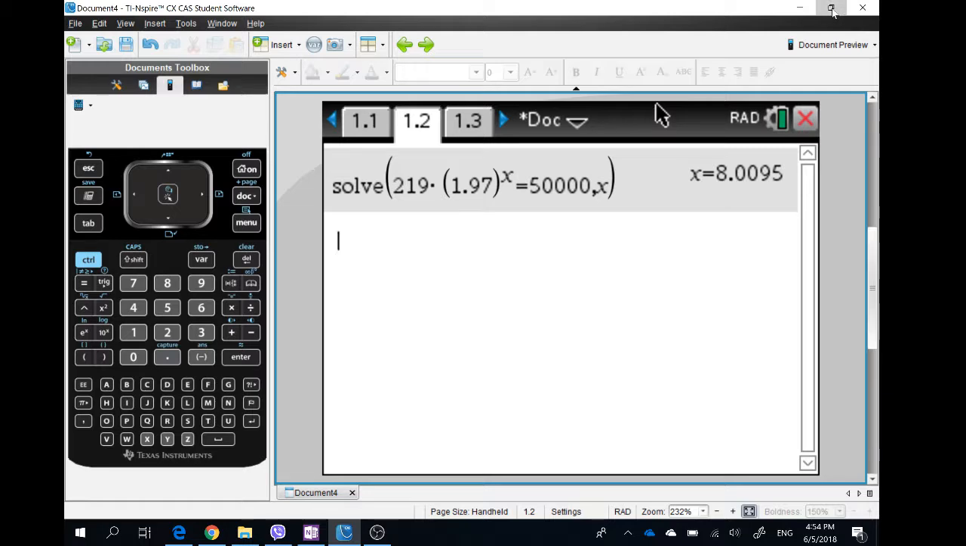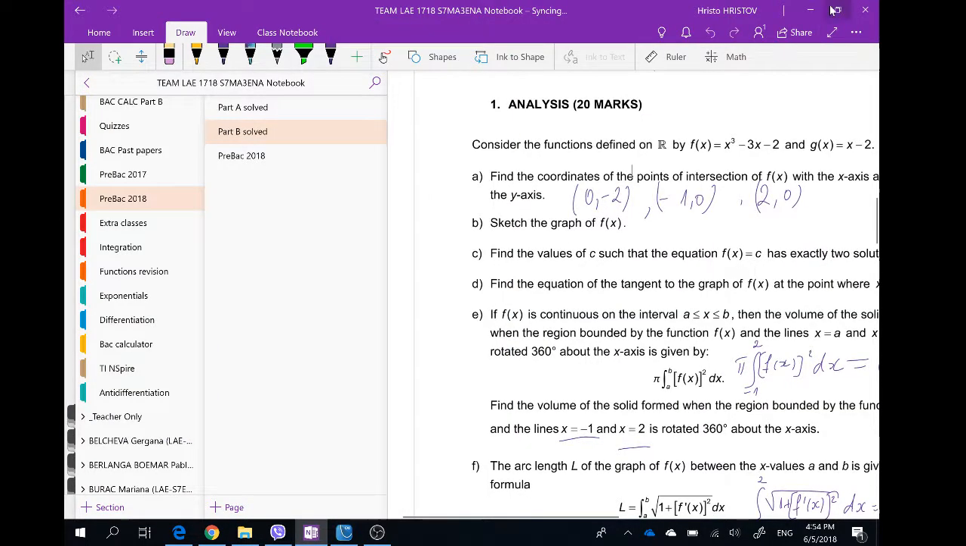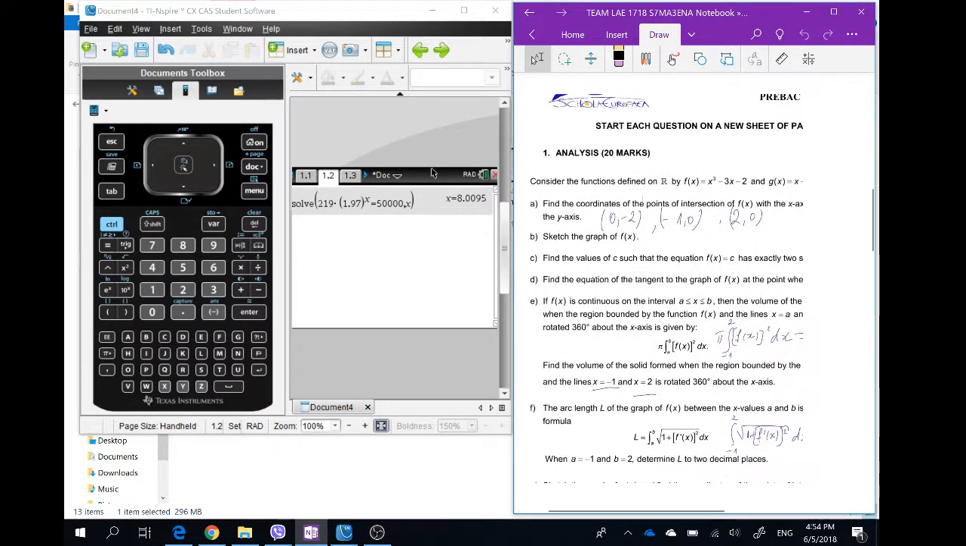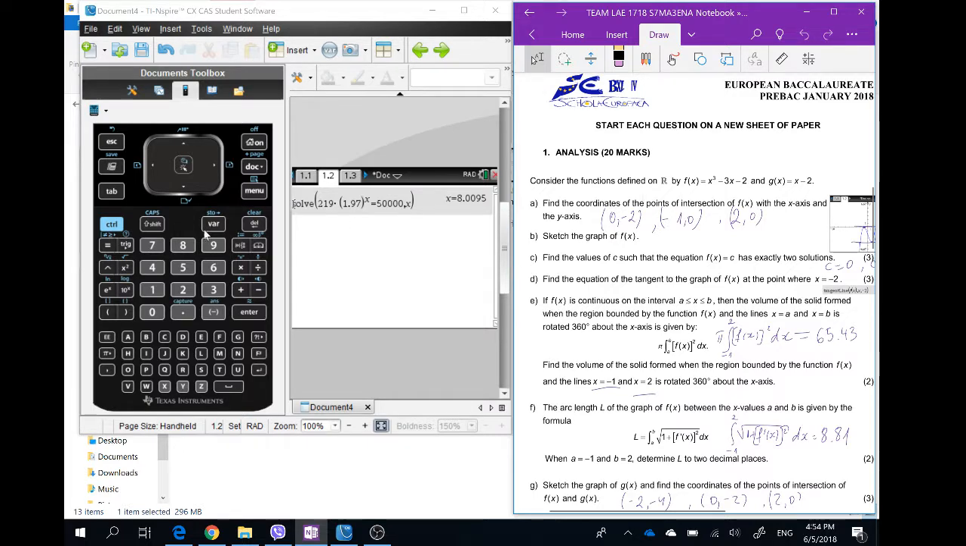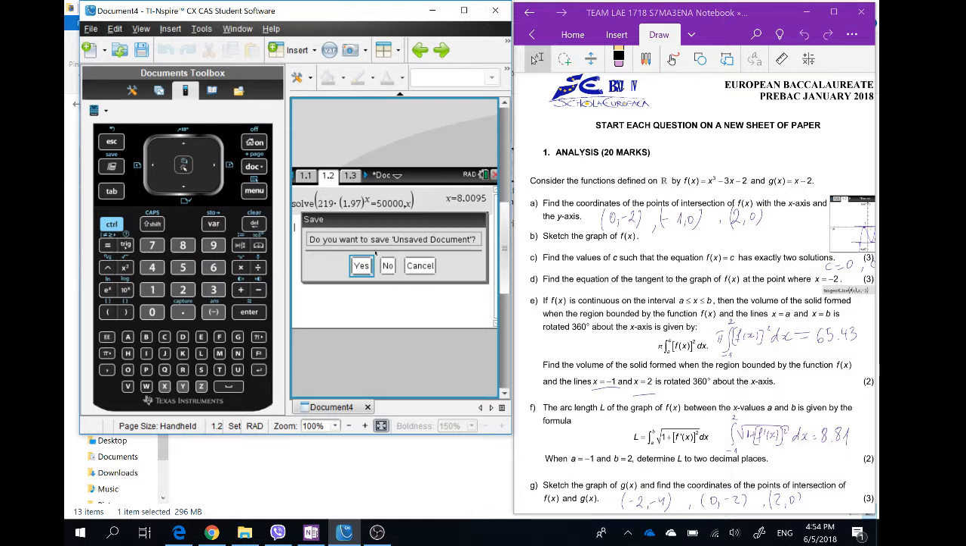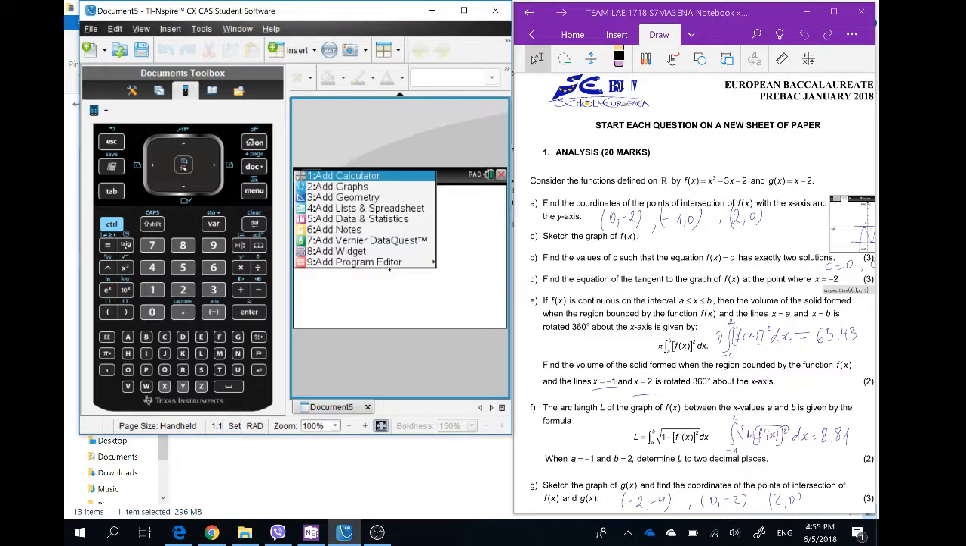Okay, the question is, consider the function. Again, let me remind you something. Always start with a new question, with file, new document. In this case, you're asked to save or not, but if you save it, in test mode you still can save, and then you can go back to the question. So save it, and then I will not save it now. But okay, I will start with new document. I will add calculator page.